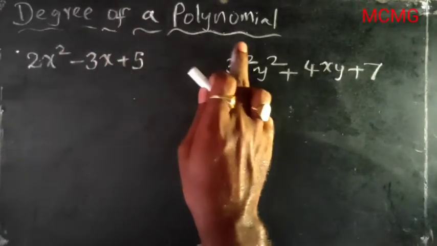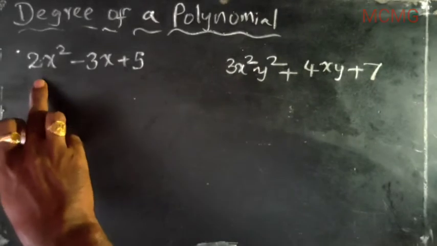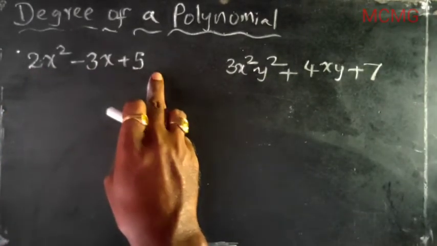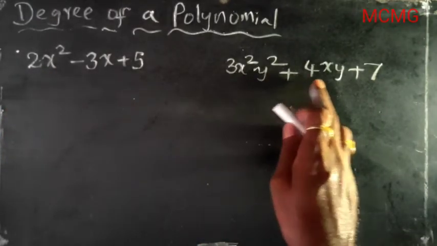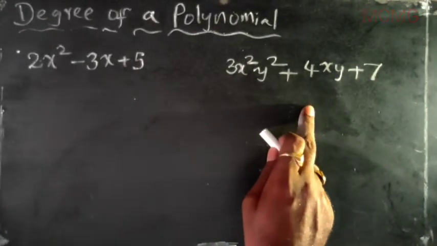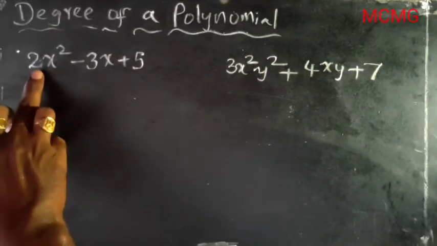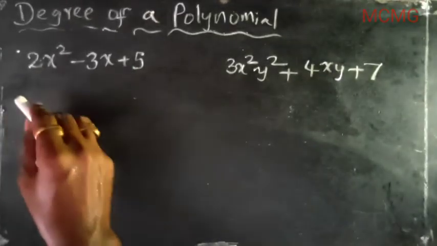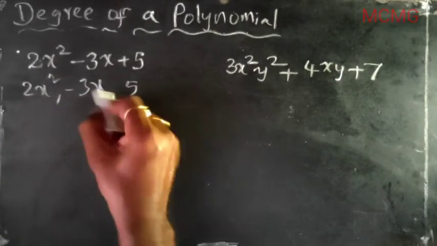Now, degree of a polynomial. So I have considered two examples here. In this first example, 2x square minus 3x plus 5 is a polynomial in variable x, and another polynomial is 3x square y square plus 4xy plus 7. It is a polynomial in two variables. Is it clear? Now here in the first polynomial, how many terms are present? Three terms are present. What are those? 2x square, minus 3x, and plus 5.